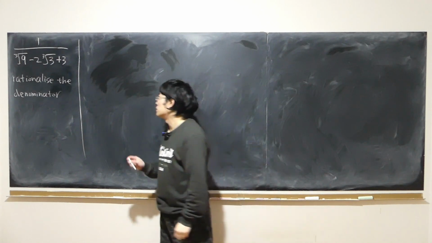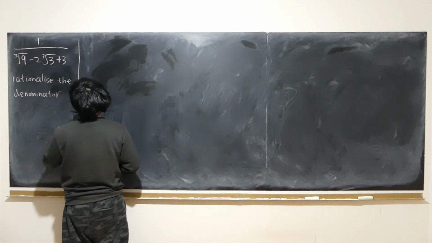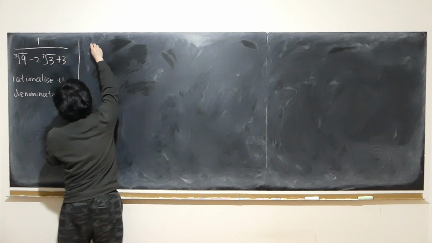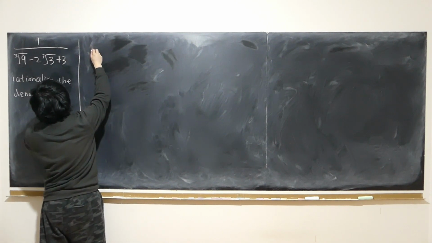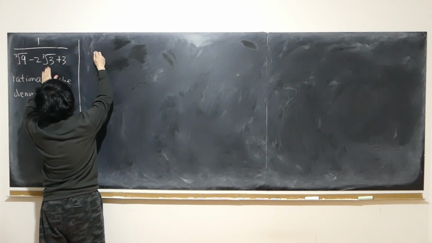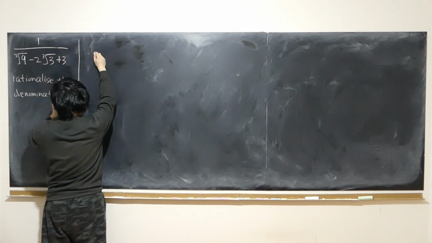How do we rationalize this fraction, the denominator? Obviously irrational. So first of all, I'm going to look at this expression and say, if I replace the third root of 3 with x and make it a polynomial, what's going to happen?